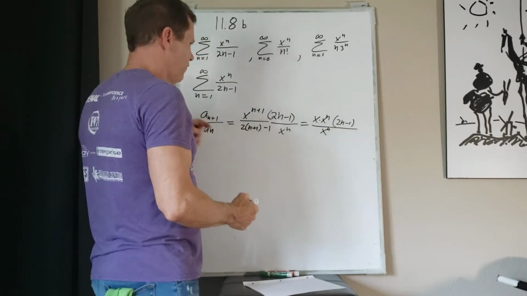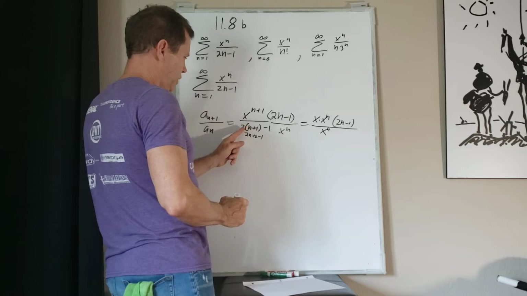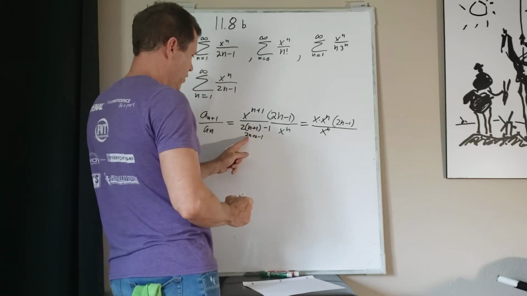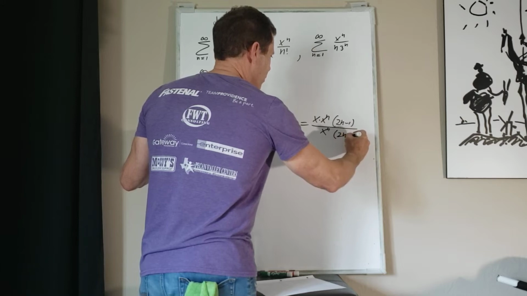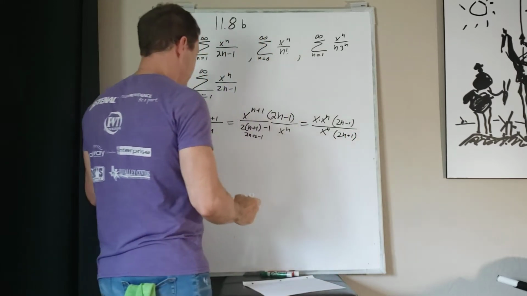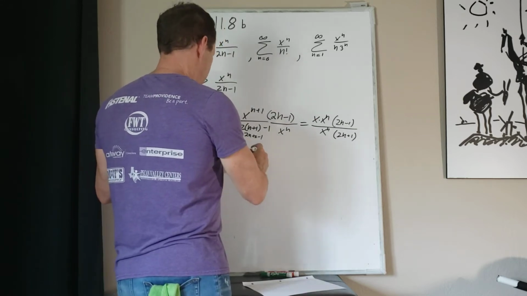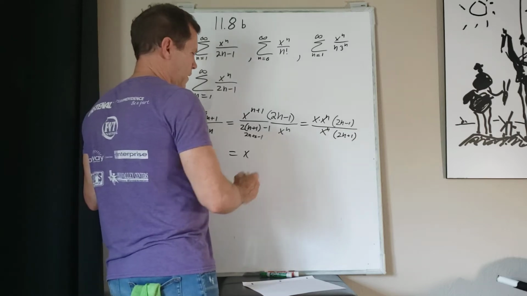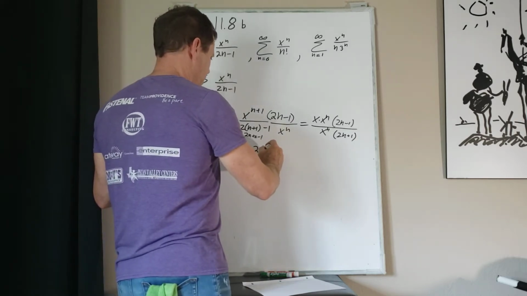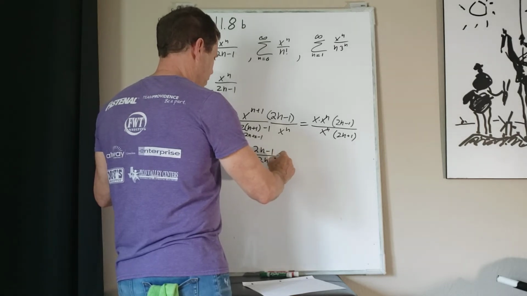Then I'll multiply all this stuff out. So this right here will give me 2n plus 2 minus 1, so that's going to be 2n plus 1. Okay, and so this is going to equal, those will cancel, and I'm just going to get x times (2n minus 1) over (2n plus 1).